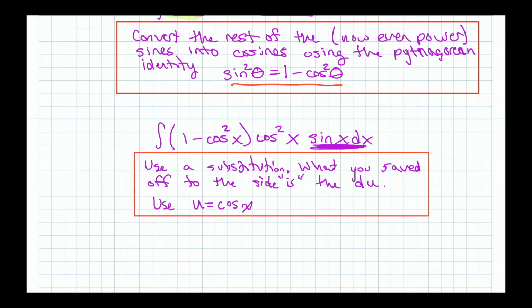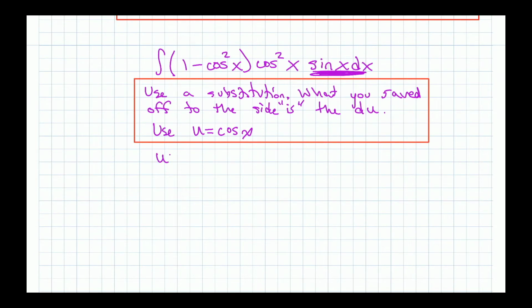Okay, so let's actually do that. So we've got u equals cosine x. So the du would be negative sine x dx. Now this is a regular u substitution here, so you have to handle any kind of constants you have properly.